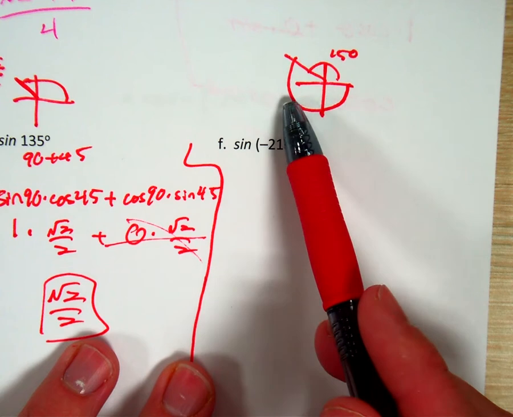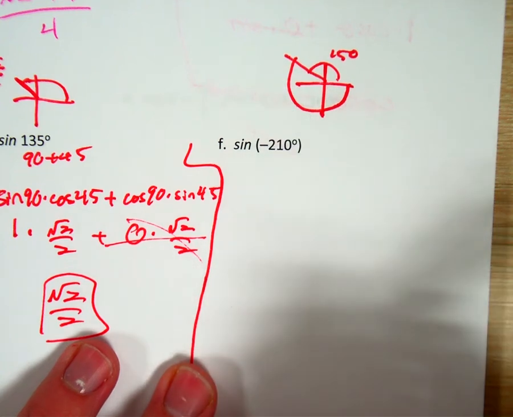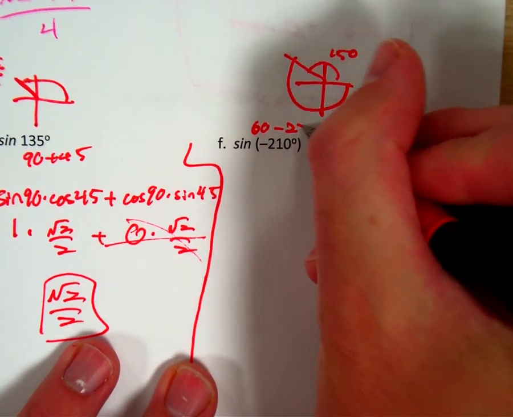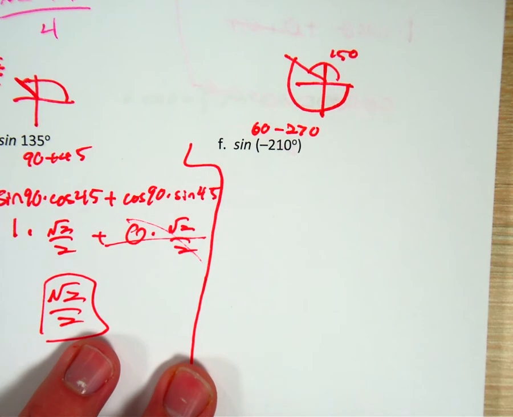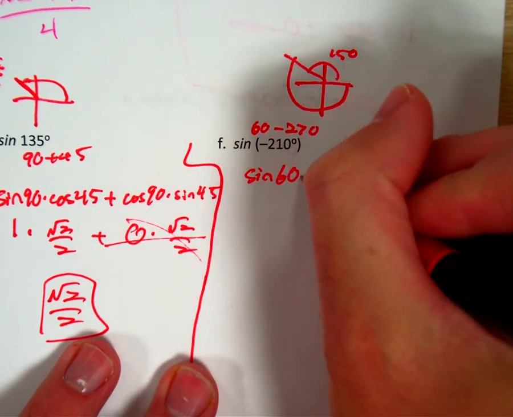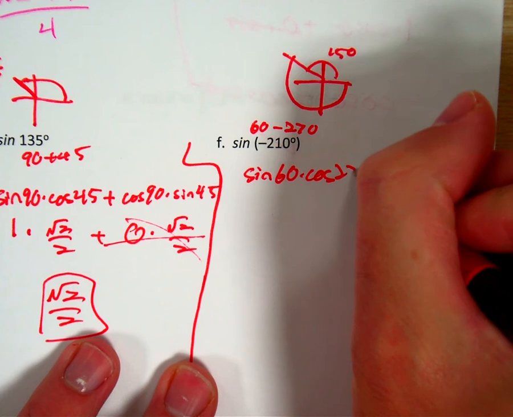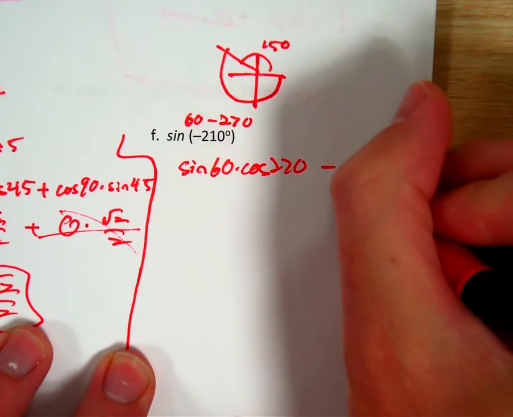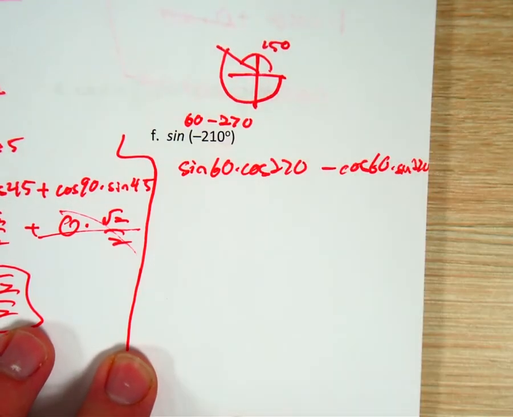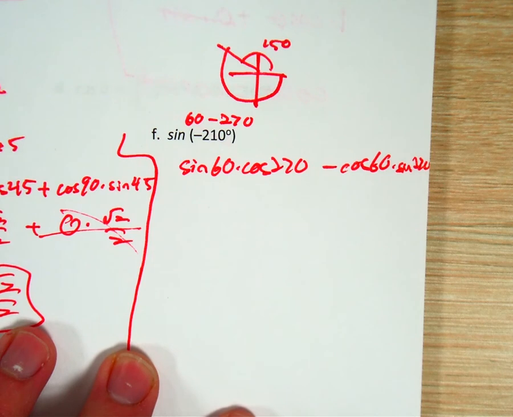Just from the unit circle, we're expecting this to be a positive 1/2. Okay, I'm going to go with 60 minus 270. That should be negative 210. So we have sine of the first one, sine of 60, times cosine of 270, minus cosine of the first one, times sine of 270. Uh-oh, ran out of room there.